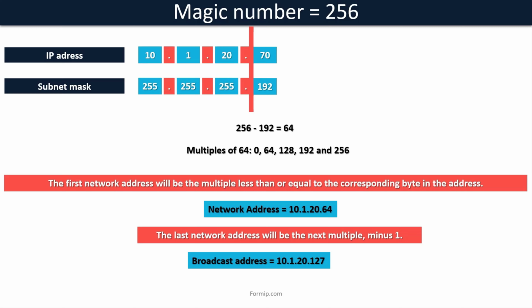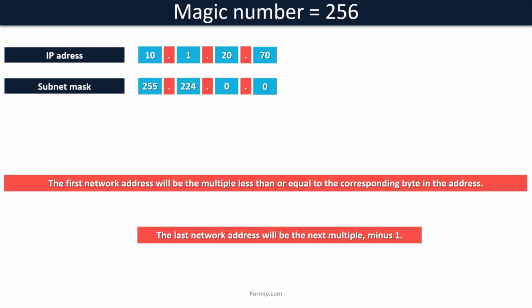101.20.70.127. If the significant byte was the third, it would have added a 0 for the network address and 255 for the broadcast address. It comes down to binary, passing all the bits to 0 for the network address and all bits to 1 for the broadcast address. As you have seen, no binary conversion was necessary. We will take one last example.